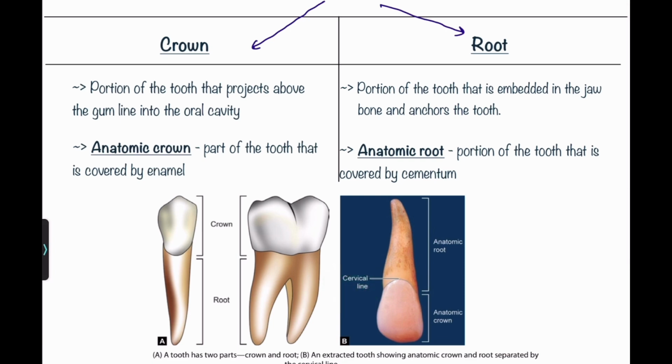Anatomical crown is defined as the part of the tooth that is covered by enamel, while the anatomical root is that portion of the tooth that is covered by cementum. The cervical line, which signifies the cemento-enamel junction, separates the anatomical crown from the anatomical root. The cervical line can be clearly observed on an extracted tooth. This relation does not change with age.